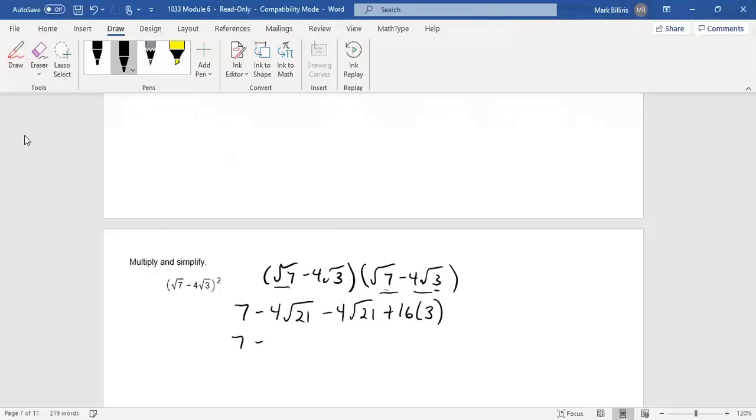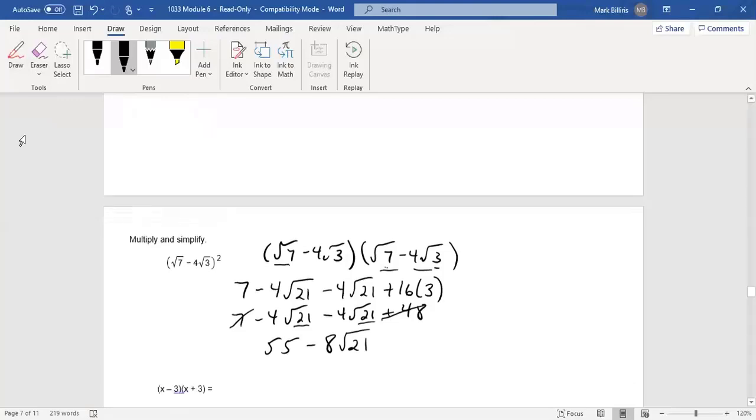So let's go on further. What I'm going to do right now is just rewrite the first 3 terms and simplify 16 times 3, which is 48. Now I'm going to combine like terms. So I have 7 plus 48, which is 55. And then I have like terms because they both have the same radicand. So I add negative 4 and negative 4, that gives me negative 8. And remember, the radicand stays the same. So my answer would be 55 minus 8 square roots of 21.